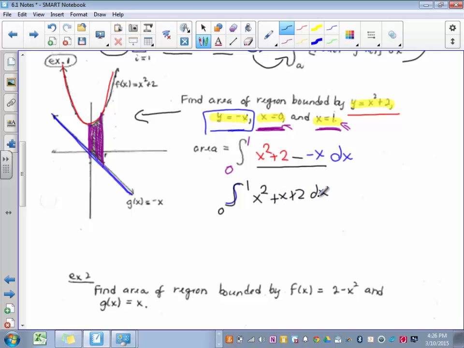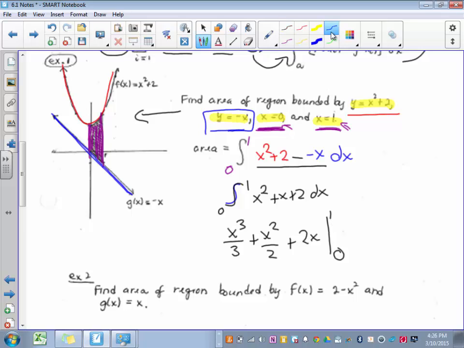So now let's integrate this. First we'll do the integral. The antiderivative of x squared is x to the third over 3. The antiderivative of x is x to the second over 2. And the antiderivative of 2 is plus 2x. We're going to evaluate that at 0 and 1 and subtract the two from each other.